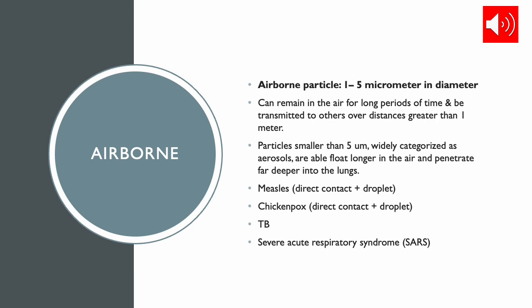So particles smaller than 5 micrometers, this is just the measurement that we use, are widely categorized as aerosols, again able to float in the air longer and penetrate far deeper into the lungs. Examples of this would be measles, which also happens to be direct contact and droplet. Chickenpox, again, also happens to be direct contact and droplet. TB and SARS.